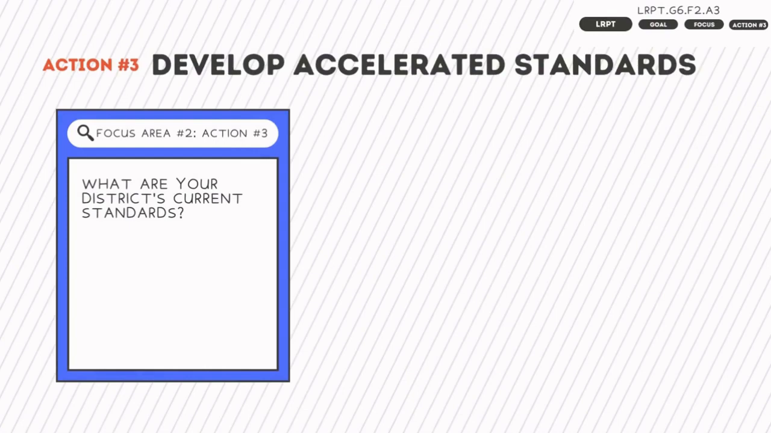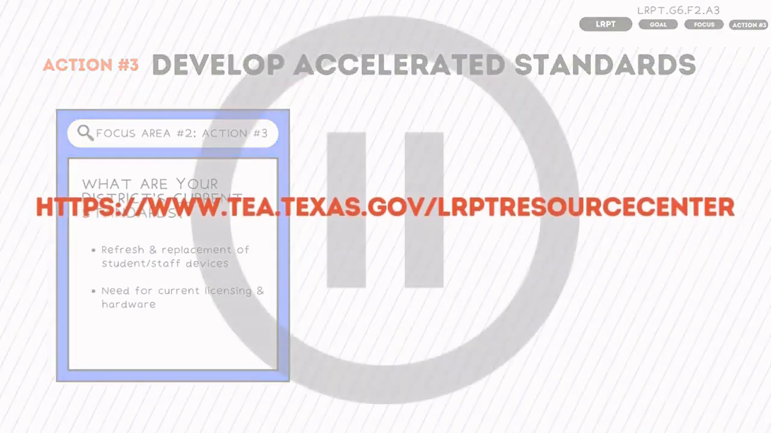Action number 3 in the legacy modernization focus is to develop accelerated standards for refresh and replacement of student and staff devices that reflects the critical need for current licensing and software. What are your district's current standards for refresh and replacement of student and staff devices? Does this plan address the critical need for current licensing and hardware? Pause the video here and use your workbook to outline your district's current standards for legacy modernization.